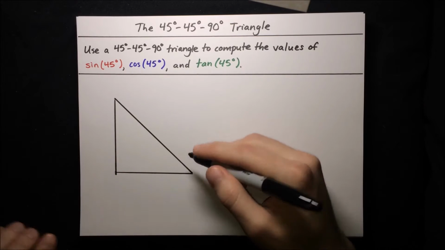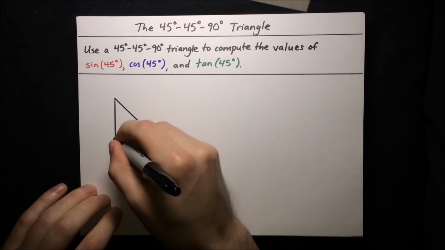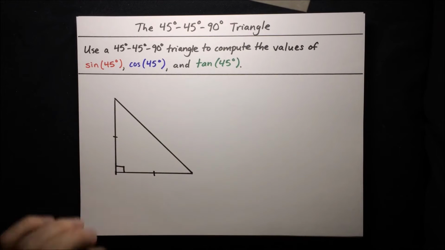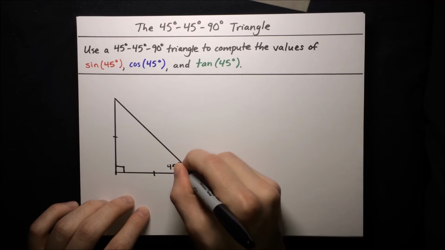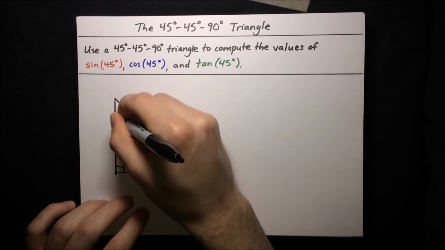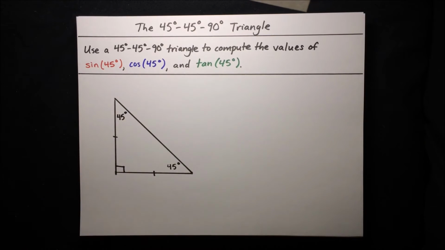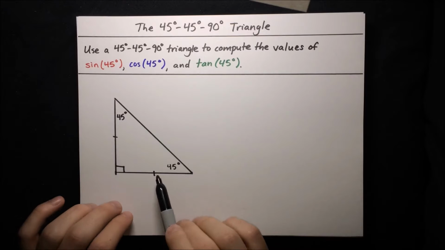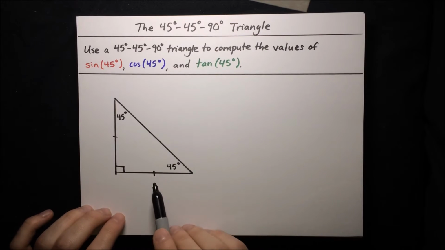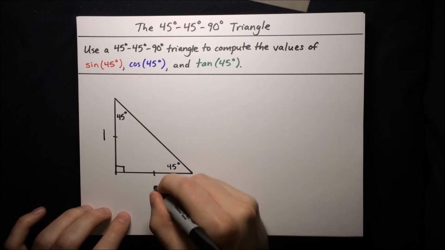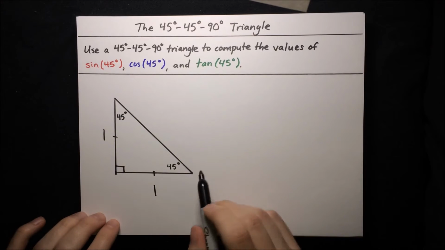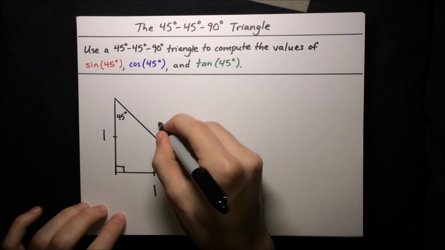We'll just label this up nice. So there's our right angle, and then these two sides have the same length. Just to be complete, let's also write in the angle measures, 45 degrees here and 45 degrees there. Okay, so now let's put some side lengths on this triangle. These two legs are the same, so why don't we just say that they're both 1 unit long, each of them. So how would we find the hypotenuse then?